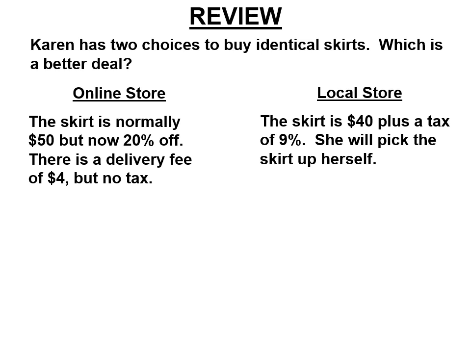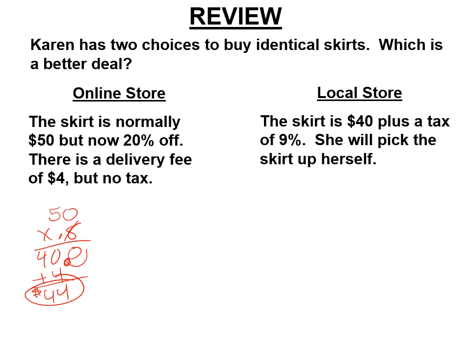All right, Karen has two choices. So in the first one, it's $50, but now 20% off. So if it's 20% off, she's paying 80% or 0.8 of the price. So she's paying $40, but there's a $4 delivery fee, so she's paying $44 if she orders it online.